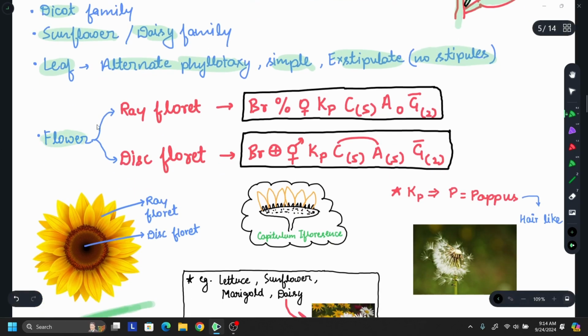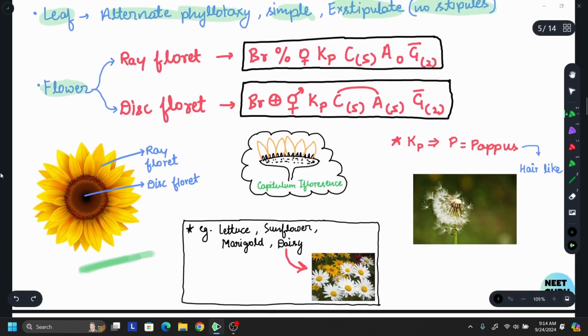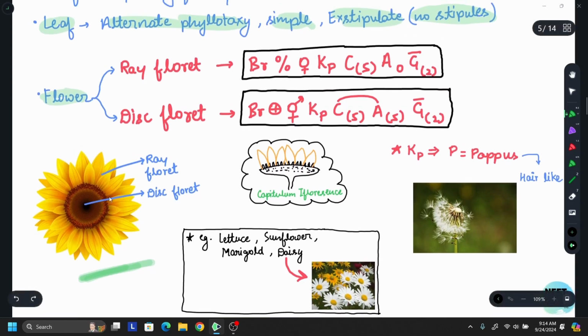Coming to the flower. There are two floral formulas you have to learn here, because there are two types of flower here. The middle part, which I am shading here, is called the disc floret, because this is the part where many small flowers are found, and these are arranged in the form of a disc.